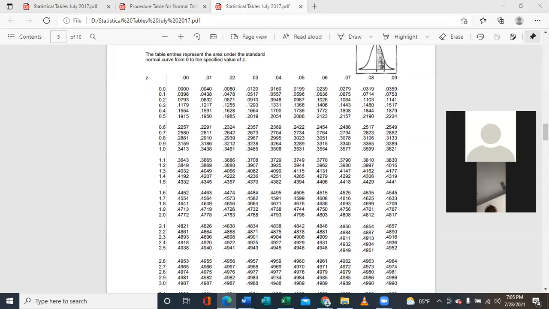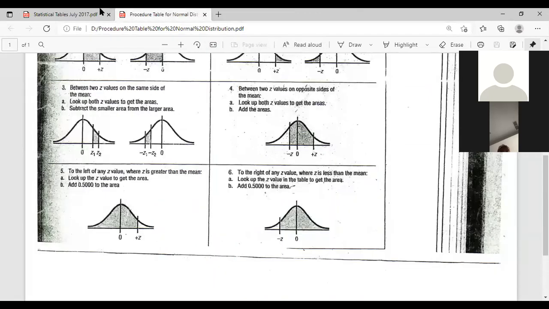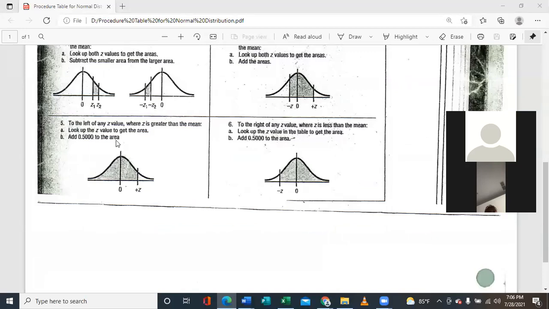Now I opened this one and it blocked the chat, but I'm gonna bring it back. So let me close this table. We are back. I'm gonna close this one so that we have room for our procedure. So now, if your question leads you to this kind of chart, that means after you draw the chart, you look up the z-value to get the area, and add 0.5. See, there's 0.5 here plus the part you see on the table, and the same thing with that, 0.5 plus the part you see on the table.